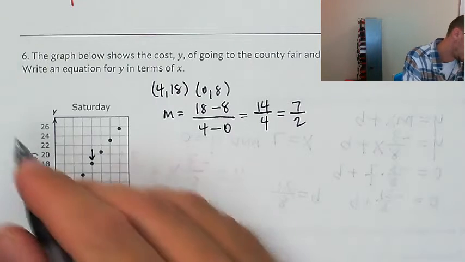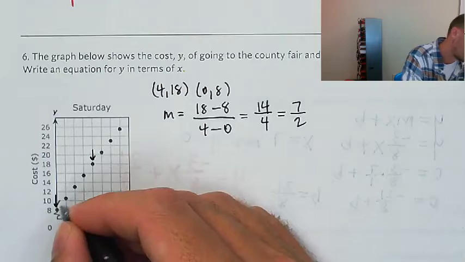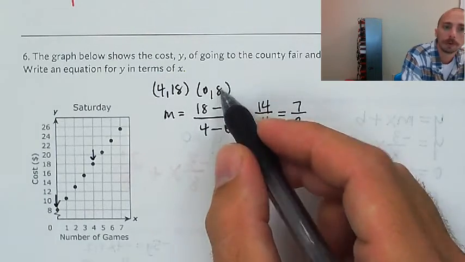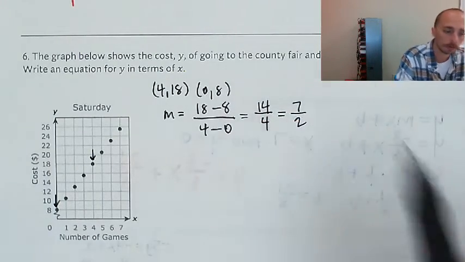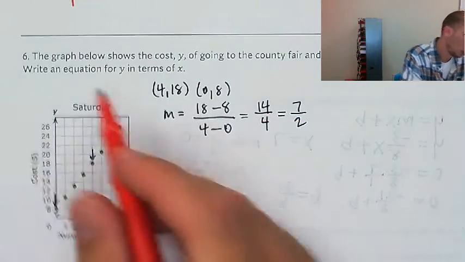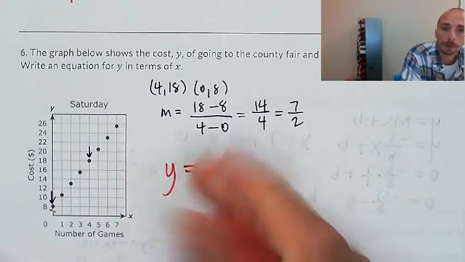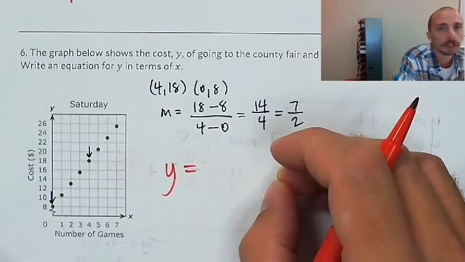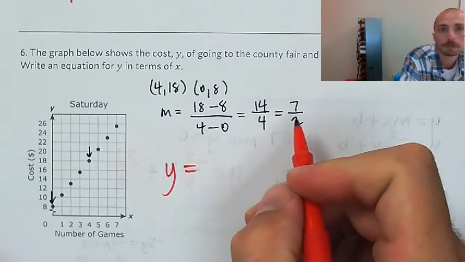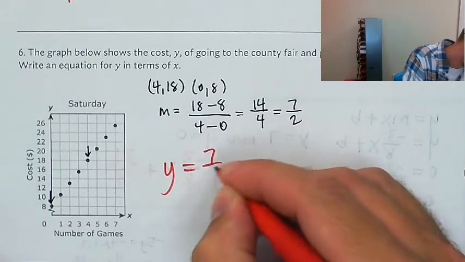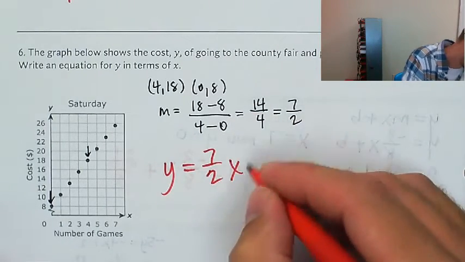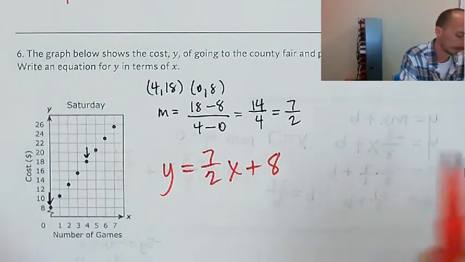And I'm seeing that the y-intercept is y equals 8 when x equals 0. So I've got a slope, I've got an intercept. I'm ready to write an equation for y in terms of x. That means y on one side of the equation, anything involving x on the other. So y, and that's slope-intercept form. y equals 7 halves x plus 8.